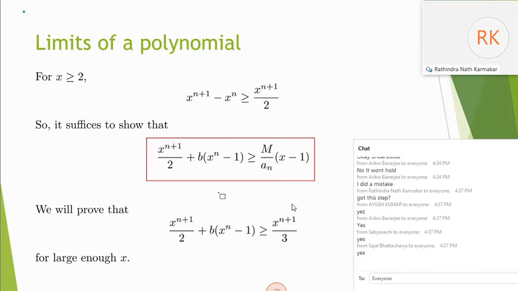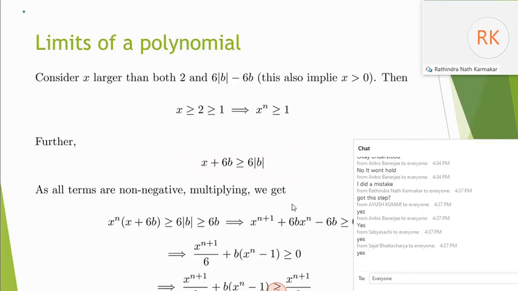And that's why we will prove another relaxation. That is, we will prove that x power n plus 1 by 2 plus b times x power n minus 1 is greater than or equal to x power n plus 1 by 3 for large enough x. Now, if we can prove that, then we will have only one power to deal with. So how do we prove that, that for large x, this inequality is true? Let's go to the next page and see how we prove that.